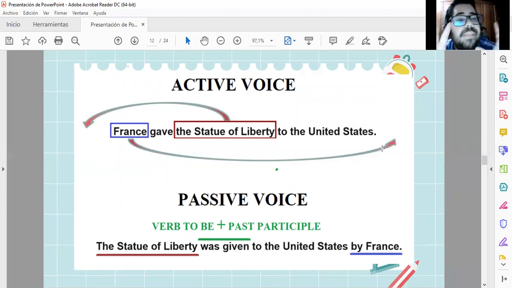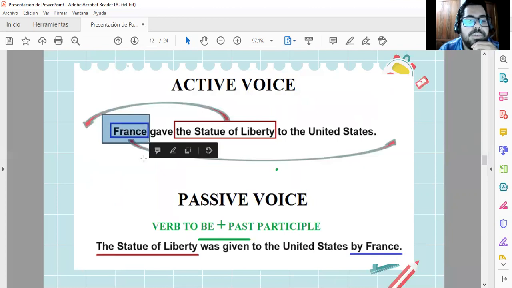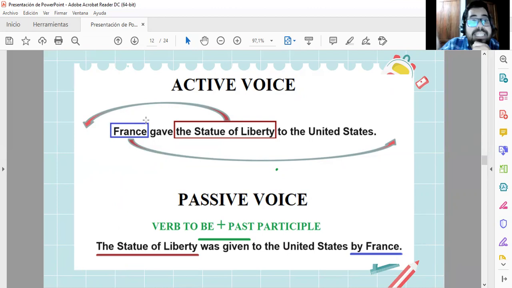This looks something like this, guys. The active voice looks like this. Okay, this is the active voice. We have a doer, someone that does the action. France gave the Statue of Liberty to the United States. This is active voice, guys, because we have a doer. France gave the Statue of Liberty to the United States.